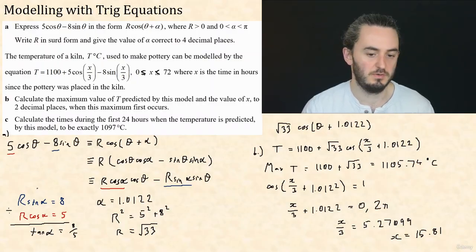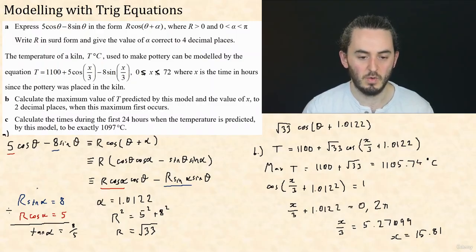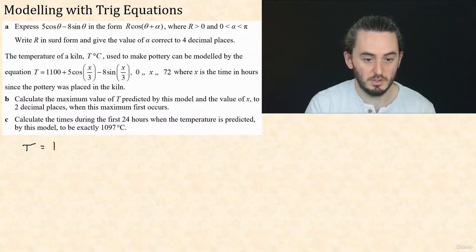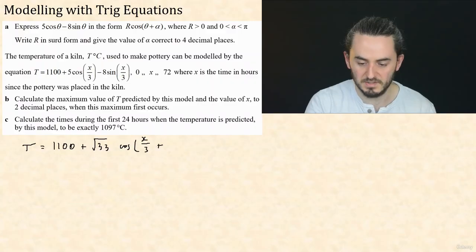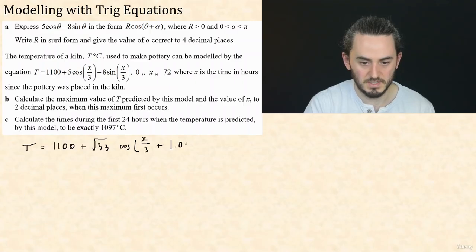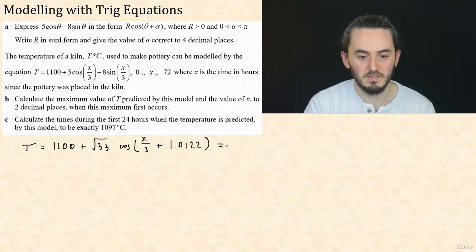Okay, let's look at the next question. It says calculate the times during the first 24 hours when the temperature is predicted by this model to be exactly 1097 degrees C. Okay, we're going to need a bit more room for this. Let's transfer over our harmonic form. So the temperature using my harmonic form is 1100 plus root 33 cos of (x over 3 plus 1.0122). And I want this to be 1097.